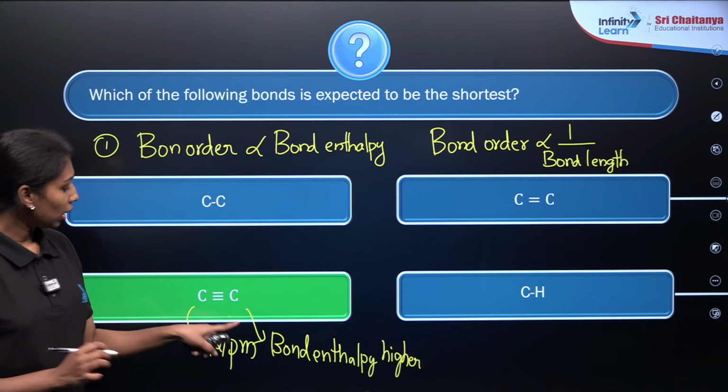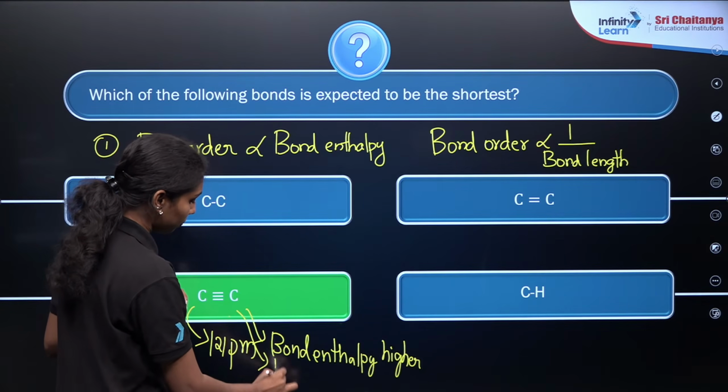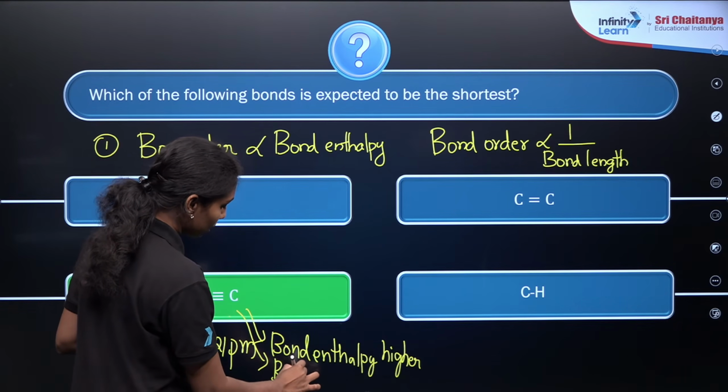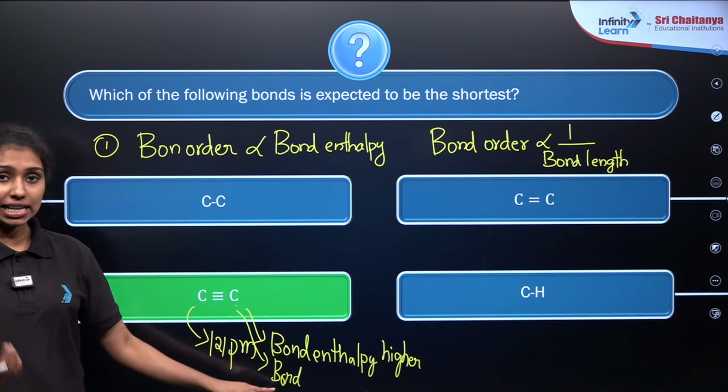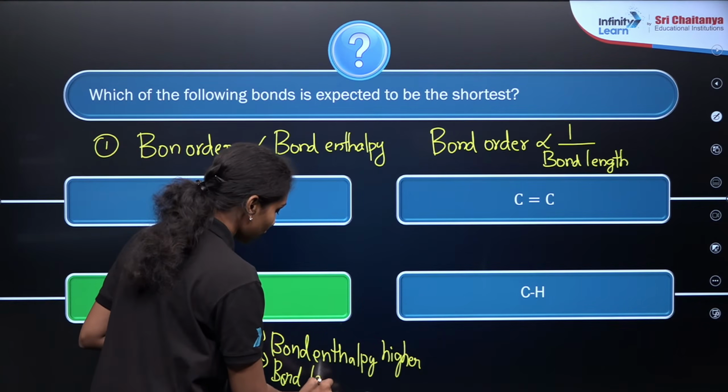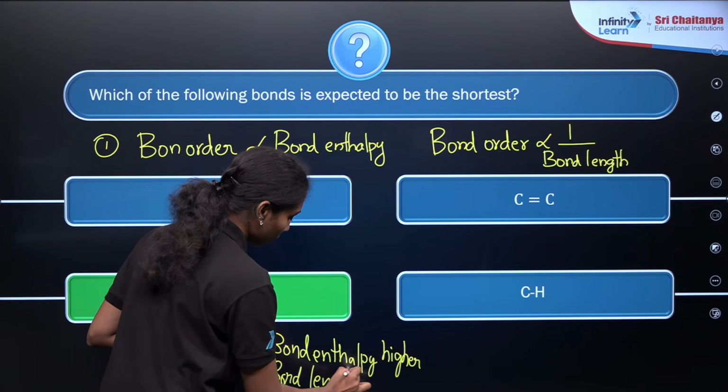If you are comparing the bond length, it will have less bond length, because bond length is inversely proportional to bond order. Bond order is maximum here, which means it will have the very least bond length here. So this is also very important from your examination point of view.